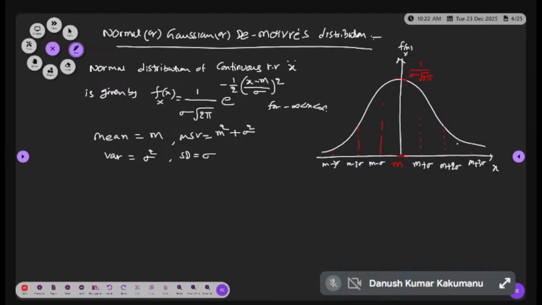One more thing to remember: the area between m minus sigma and m plus sigma, how much is this area? 68 percent. We have to remember this percentage; it is very important. Between m minus 2 sigma and m plus 2 sigma is 95 percent. Between m minus 3 sigma and m plus 3 sigma is 99.73 percent. I will write those points also.